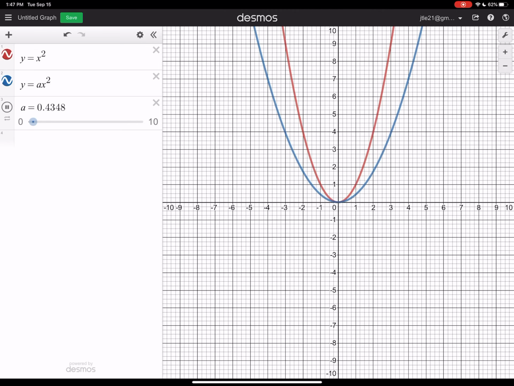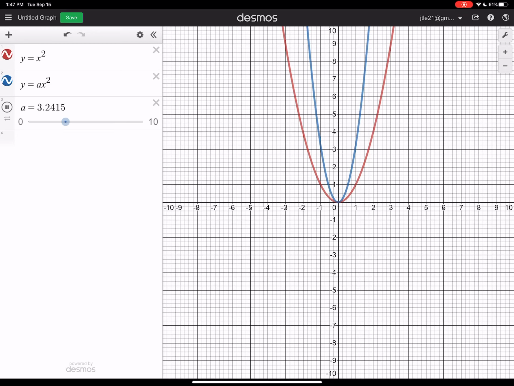But notice, here's my question to you guys. Regardless of what A is, did we pick up the entire graph and move it, just like how we did with H and K? Okay? Did that vertex move? Okay? The answer to that is no, there is no movement. So A does not contribute to a translation, meaning A does not make the graph move at all.